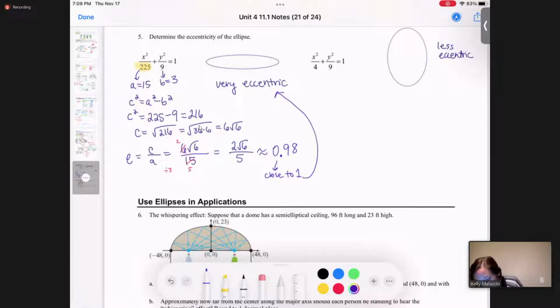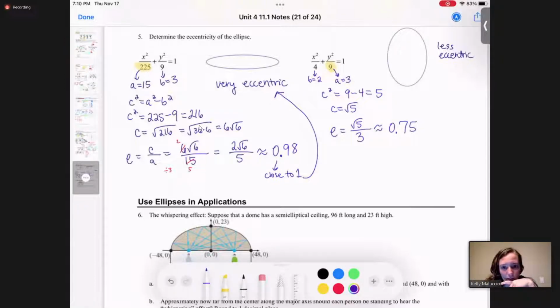In this next example that they give here, we can see that the bigger number is 9. So this represents our A squared. This means A is 3, B is 2. And C squared is 9 minus 4, so 5. So C is square root of 5, right? Therefore e is square root of 5 divided by what's A? Oh, 3. I keep losing myself. And this is about 0.75, or 0.745 or something like this, right?